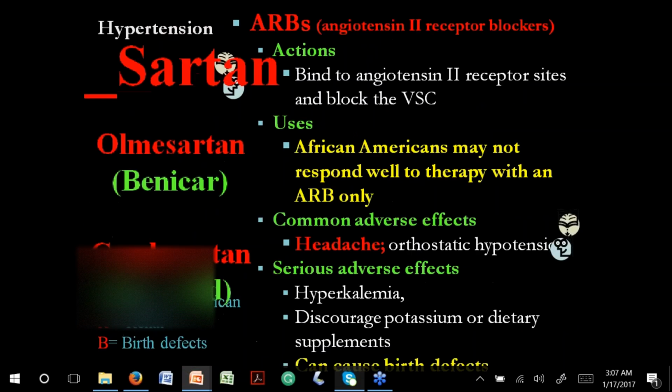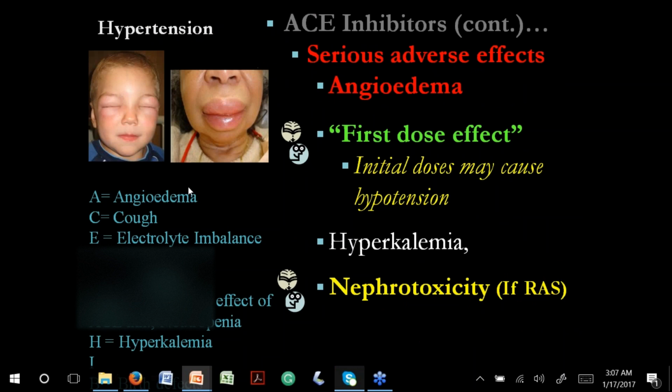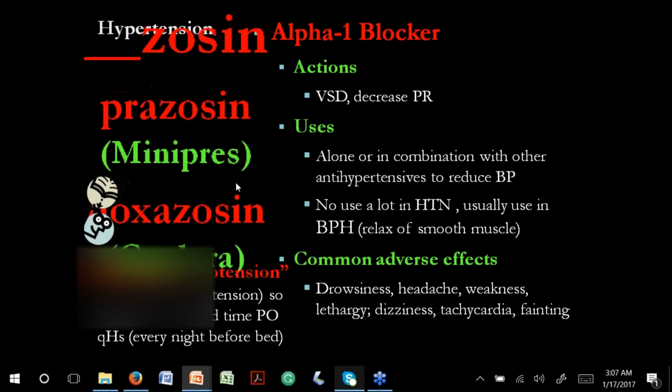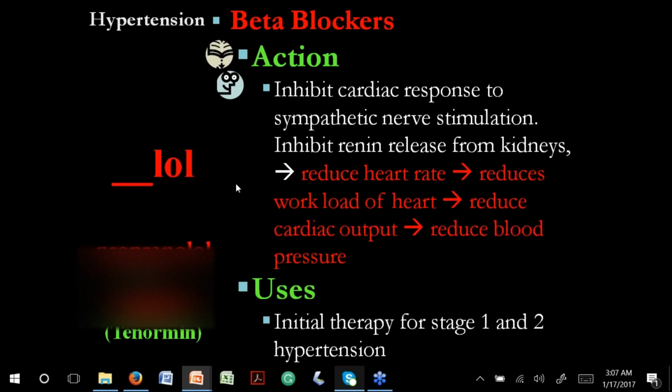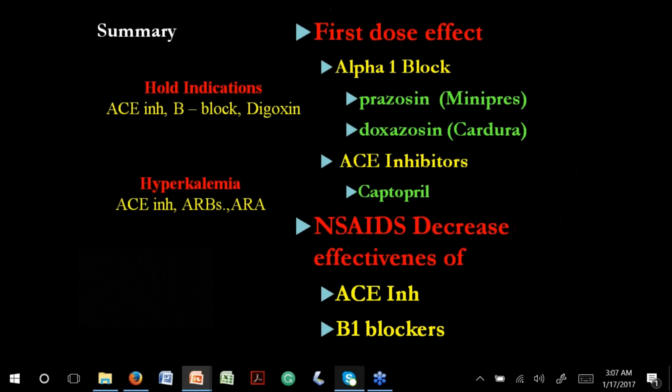So here we have ACE inhibitors. The NSAIDs can decrease the effectiveness of the ACE inhibitors, and the NSAIDs can do the same with beta blockers, may inhibit the effectiveness. So there are very common things between these two groups of medications. So here we have the summary.